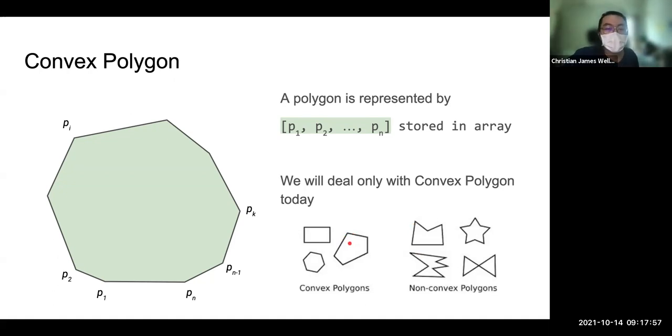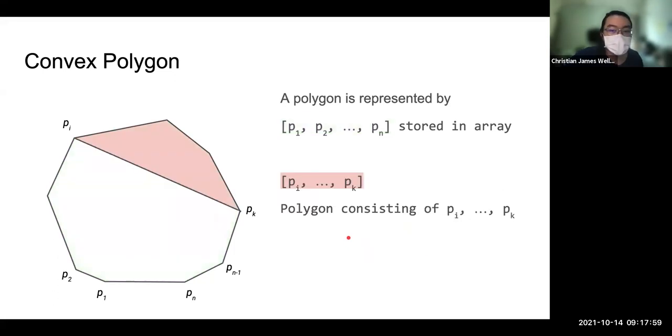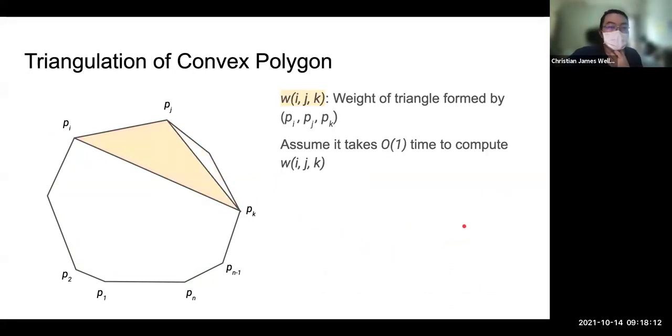Okay, so then here's another definition. If I have Pi to Pk, that means we only consider the polygon consisting of Pi to Pk. Okay, so the weight of the triangle, right? You form this triangle using the vertices i, j, k. The W of ijk is called the weight of the triangle. We assume it takes O(1) to compute, so we can compute this in O(1) time, right?